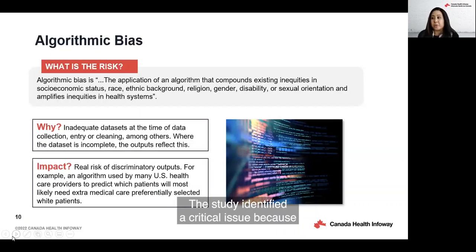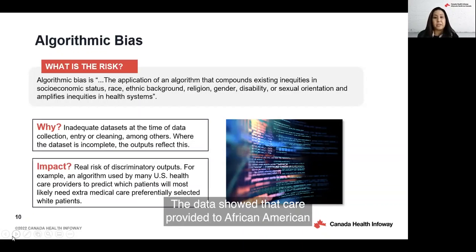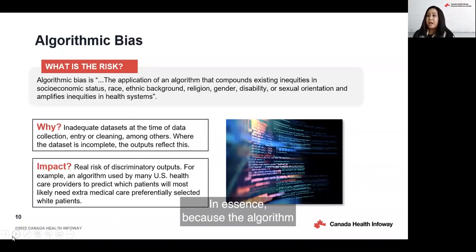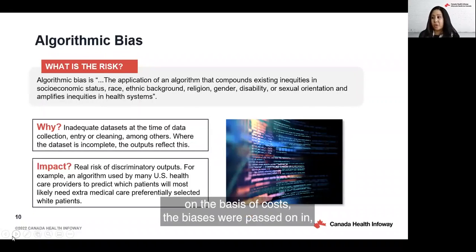The study identified a critical issue because the algorithm assigned people to high-risk categories on the basis of costs. The data showed that care provided to African-Americans costs an average of $1,800 less per year than care given to Caucasian patients with the same number of chronic health problems. The scientists speculated that this difference in cost potentially reflects a lack of access to care, for a number of reasons, particularly for African-Americans. In essence, because the algorithm assigned people to high-risk categories on the basis of cost, the biases were passed on, which resulted in African-Americans having to be sicker than Caucasians before getting additional help.